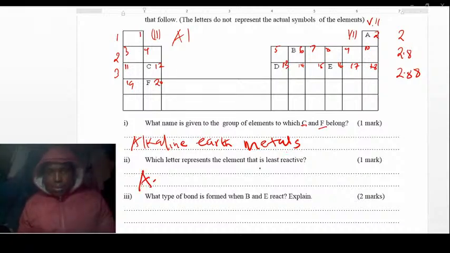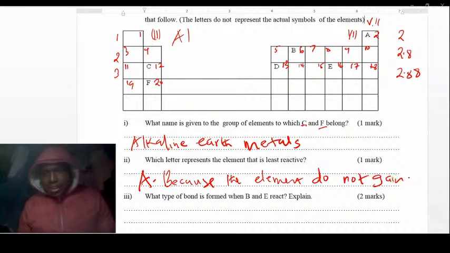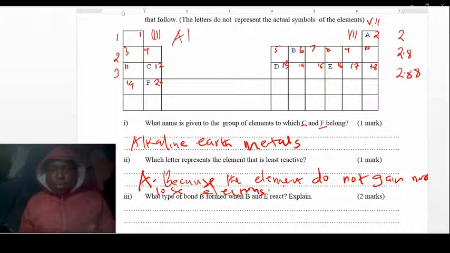But I forgot to say you must explain, because you need to explain why you are saying that. You say that because the element does not gain nor lose electrons. In other words, you can say the element is stable. The electronic configuration of that element is stable, so it doesn't react. As simple as that.